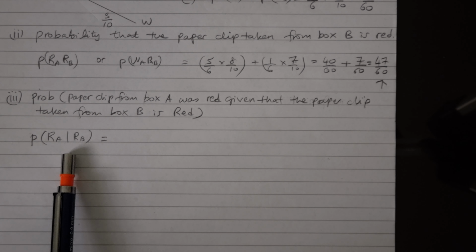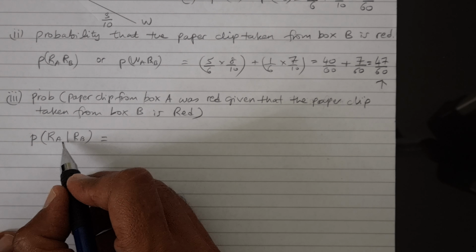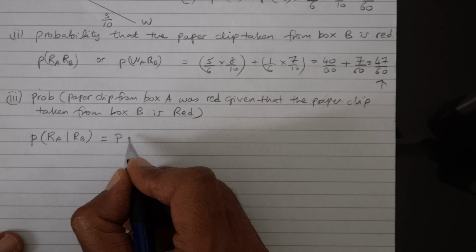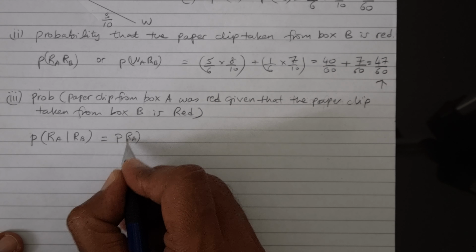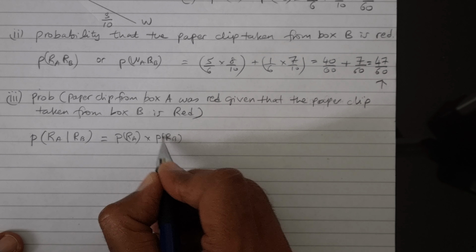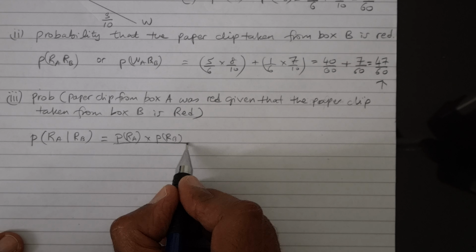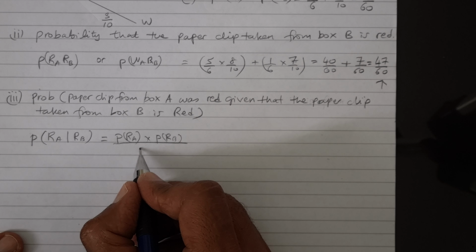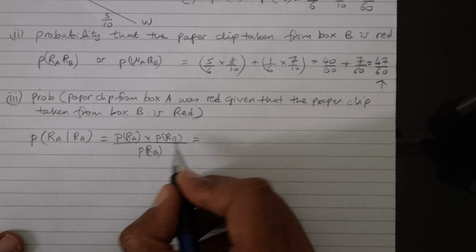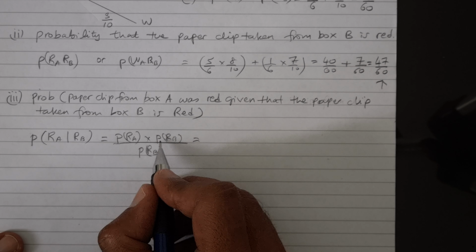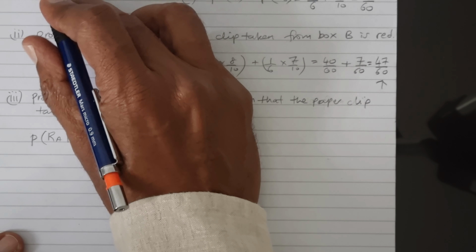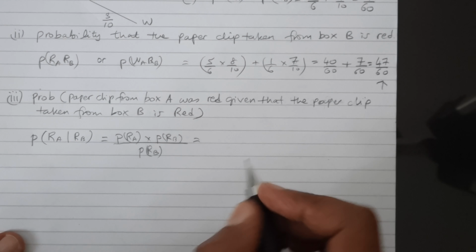Now for conditional probability, we're going to be using this: red taken from A, given that red was also taken from B. So probability of red from A times probability of red from B, given that it is a red one taken from B. So let us see now. Red from A, red from B.